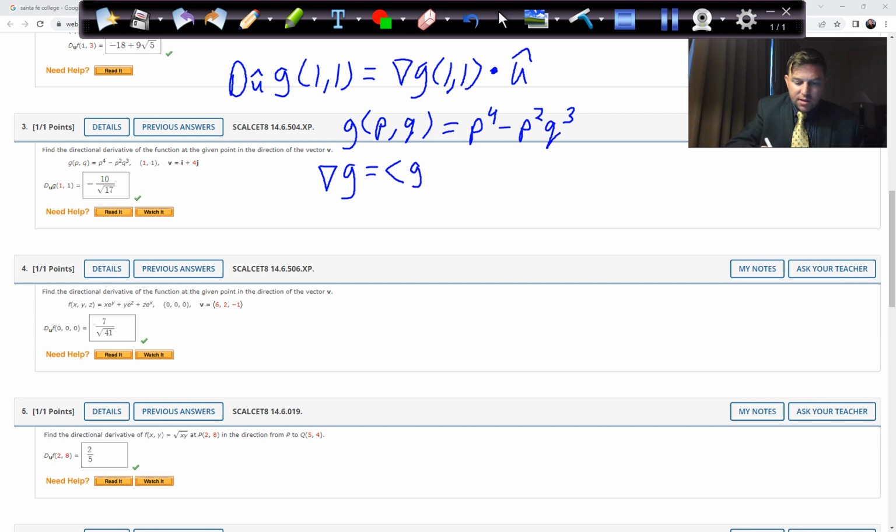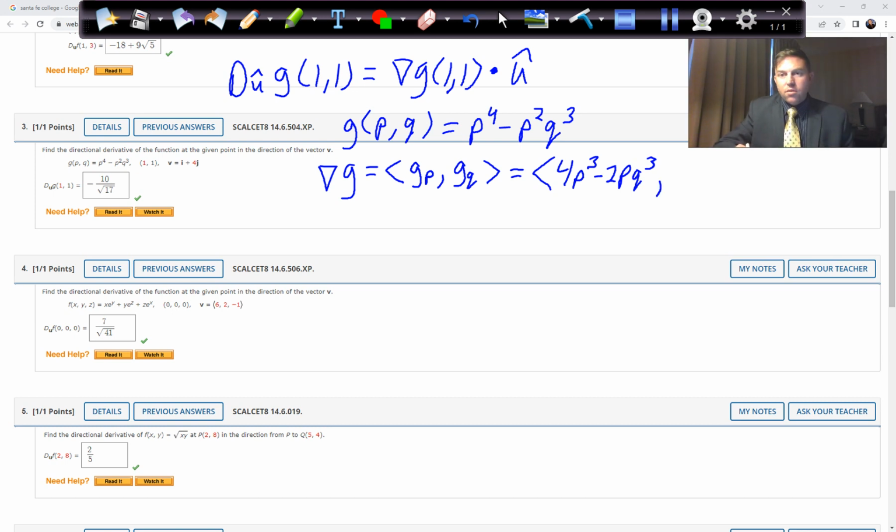This is g, with the partial derivatives with respect to p, the first letter, and then g partial derivatives of q as the second letter. So we look at g, and the first letter that is a variable is p, and then q is a constant. So this derivative would be 4p^3 minus 2pq^3. Notice the q doesn't change at all, and the p's are power rule. We just bring the power down and subtract 1. So that's the first partial derivative.